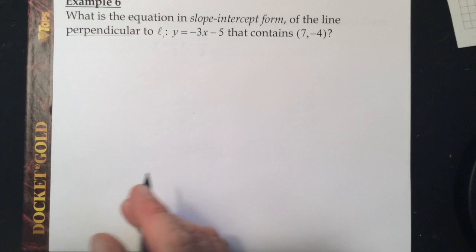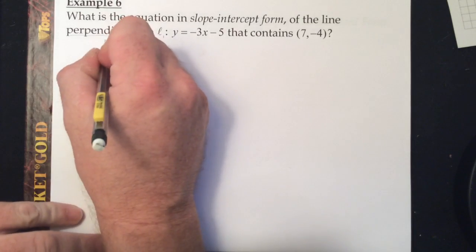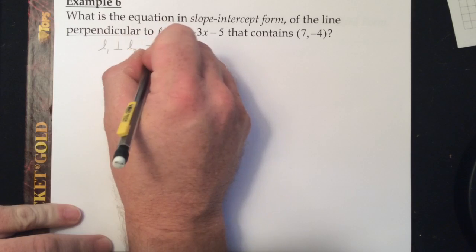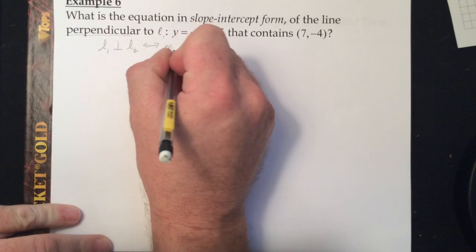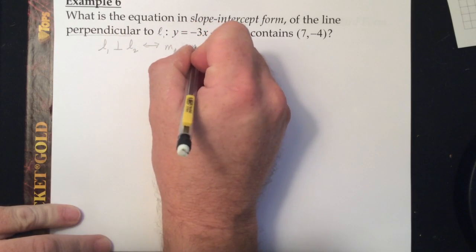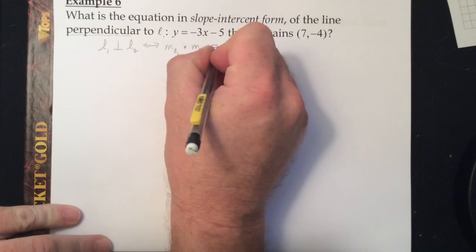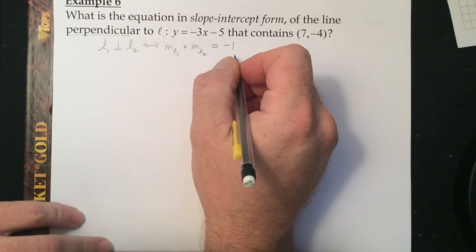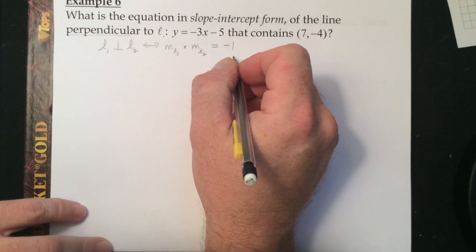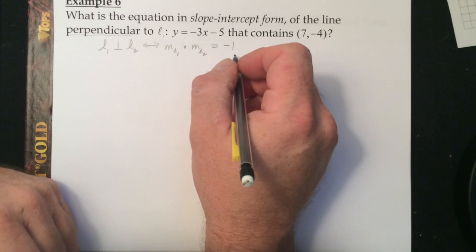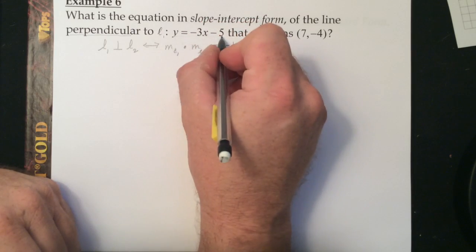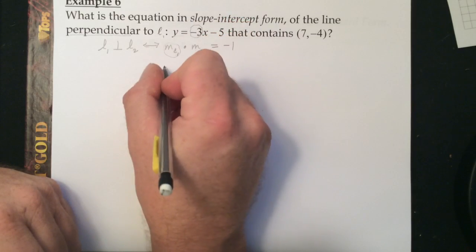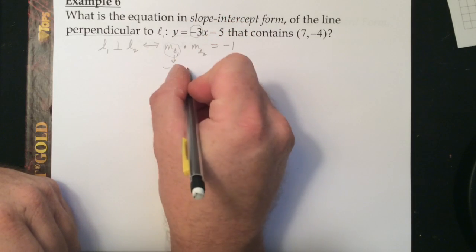Once again, we know that two lines are perpendicular if and only if the slope of one of them times the slope of the other one equals -1, the product is -1. So we're going to use that fact again. This time we have the slope of one of the lines. This is in slope-intercept form. This is our first line, this one right here. The slope would be -3, so we substitute that in.